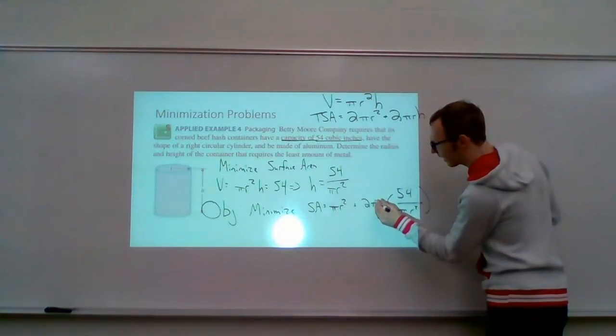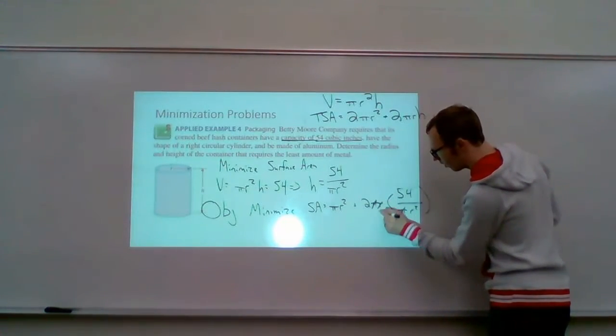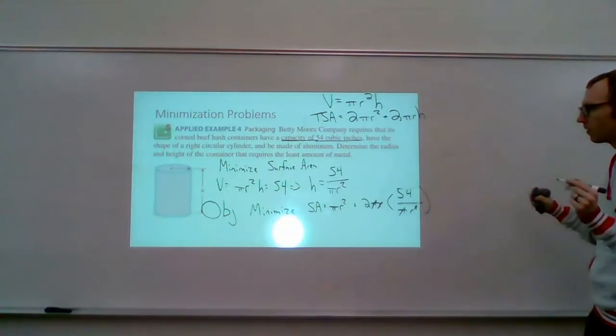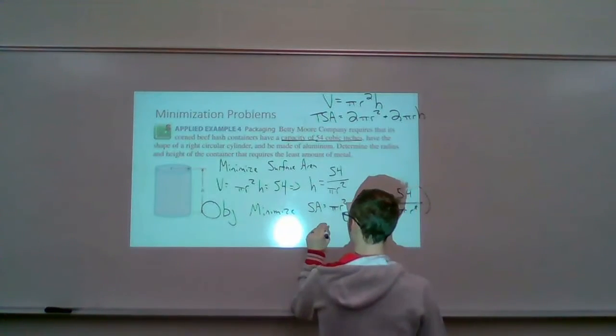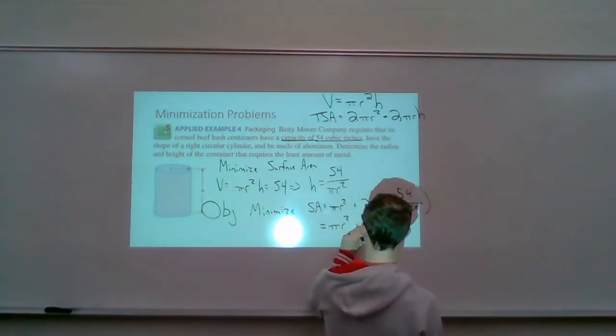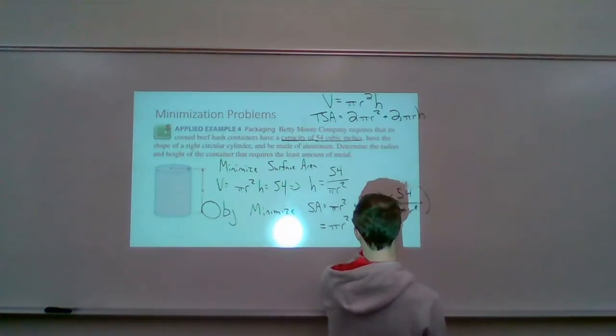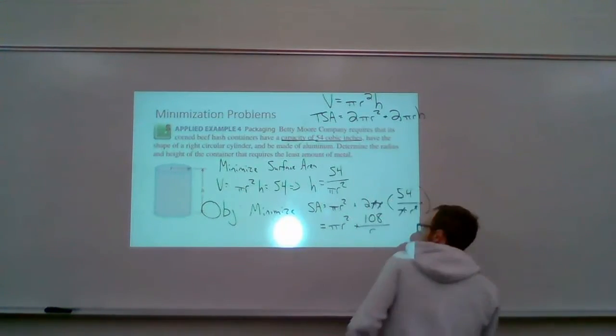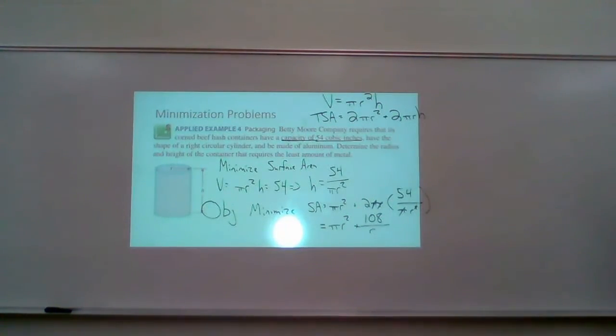Let's see here, pi's are going to cancel. R's will cancel a little bit. So that's going to equal pi r squared plus 108 over r. Well, let's just go ahead and graph that one. We could do the first derivative test here to find the minimum value. Actually, let's go ahead and do that. Let's just do the first derivative test.